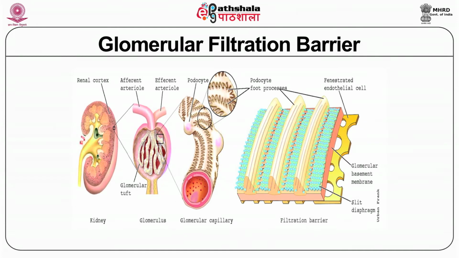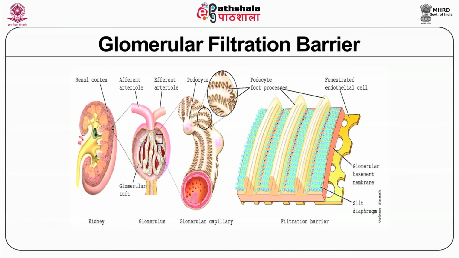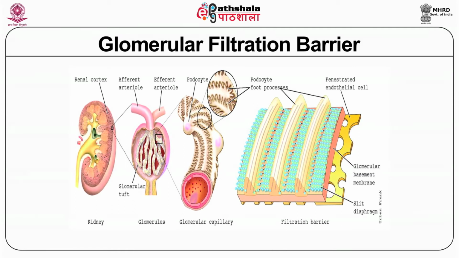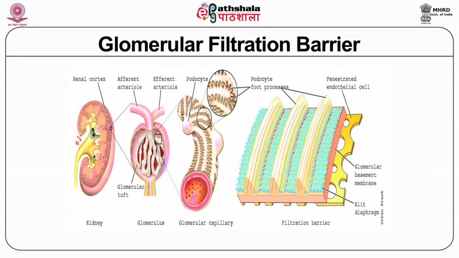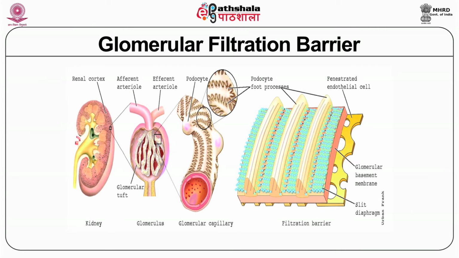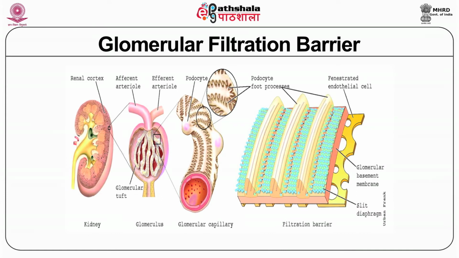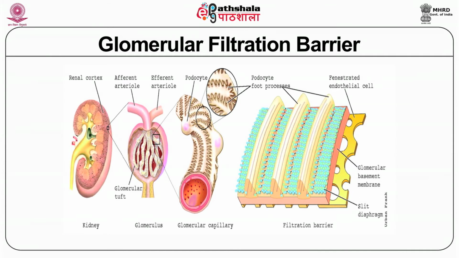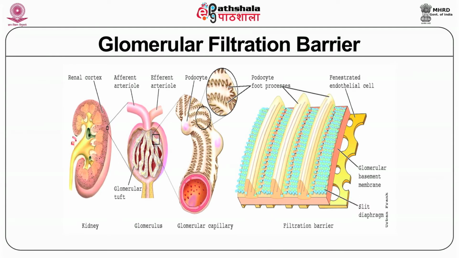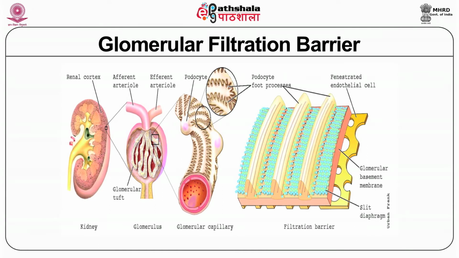And the last and outermost layer, on the Bowman's capsule side, is formed by cells having foot-like processes, and hence the name podocytes. The foot processes are separated by gaps called slit pores, each having an effective pore size of about 5 nanometers. These are also negatively charged and do not allow plasma proteins to pass.